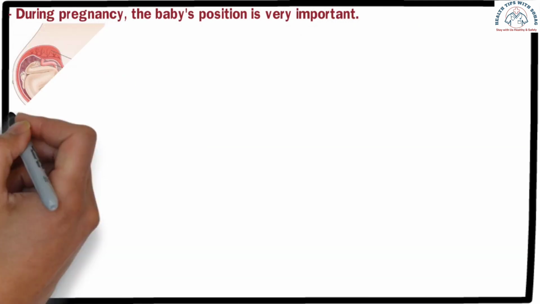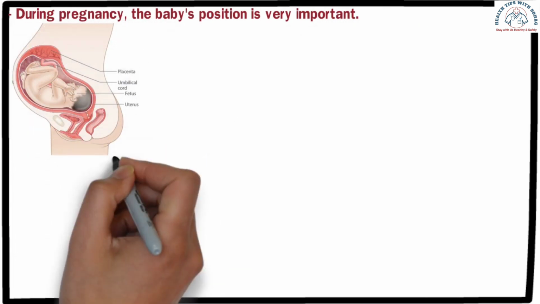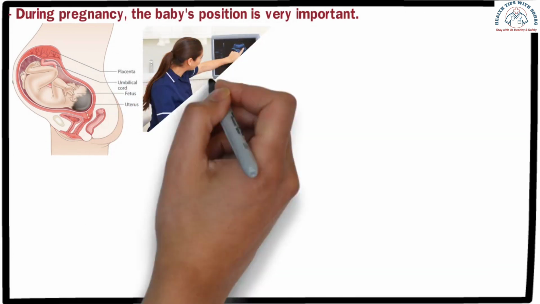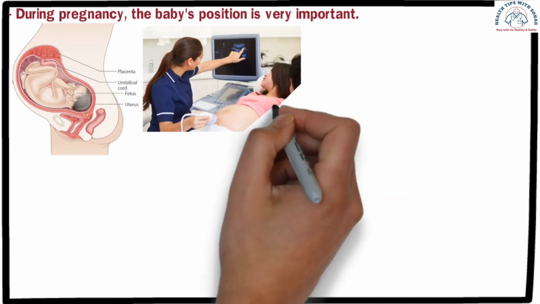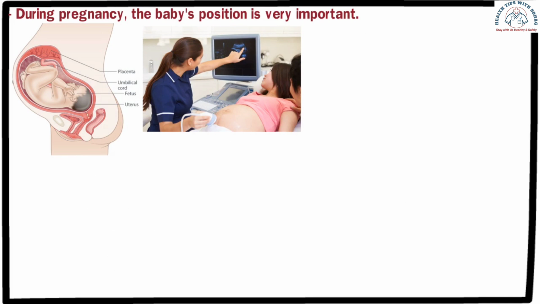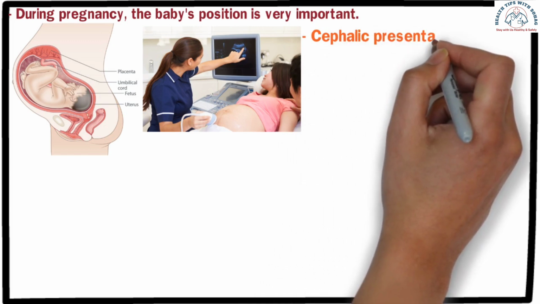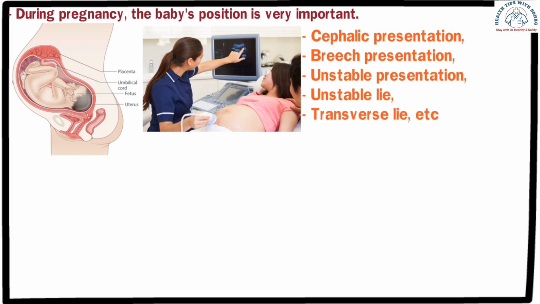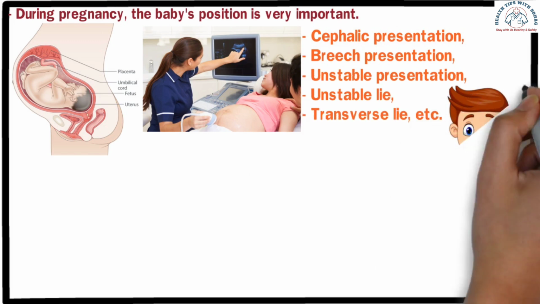During pregnancy, the baby's position is very important. Whether a normal delivery or a cesarean section will be required depends on the baby's position during pregnancy. Whenever an ultrasound is performed, the position of the baby is noted in the ultrasound report. The report might indicate the baby's position as cephalic presentation, breech presentation, unstable presentation, unstable lie, transverse lie, etc.